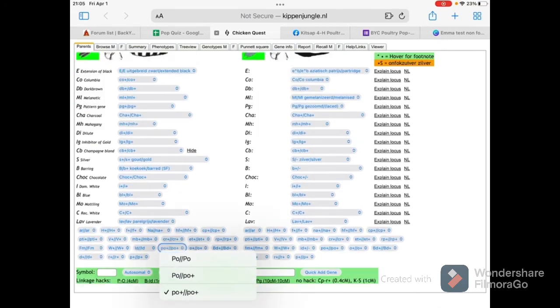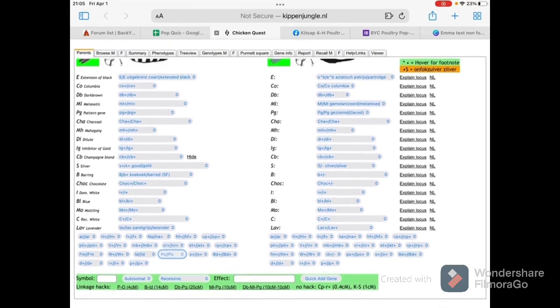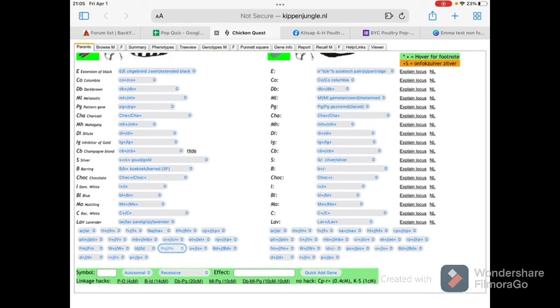Next, we have polydactyly, and that's what controls number of toes. For example, if we have this, there should be 5 toes on each foot. And there's quite a few breeds which actually have 5 toes. I can name Salmon Faverolles, Dorkings, Silkies, and I can go on. And it's really cool. And then this is the blue egg gene.